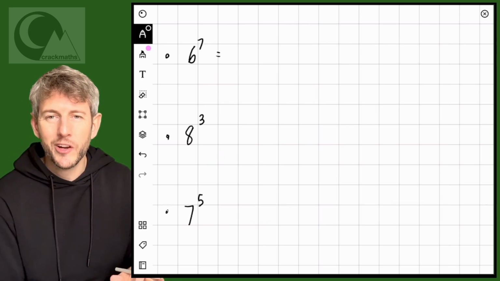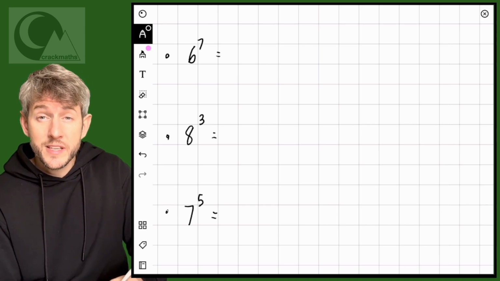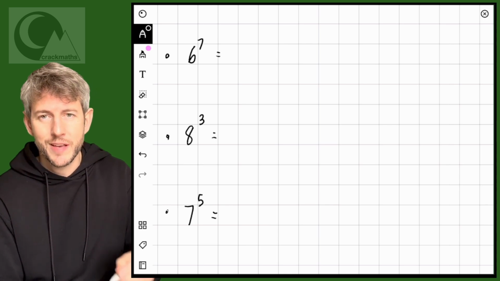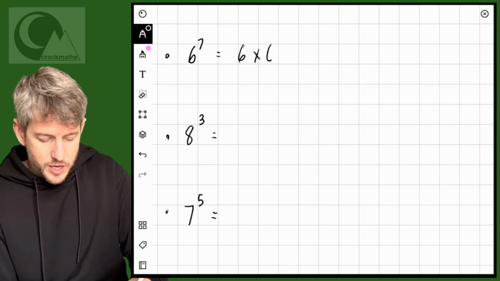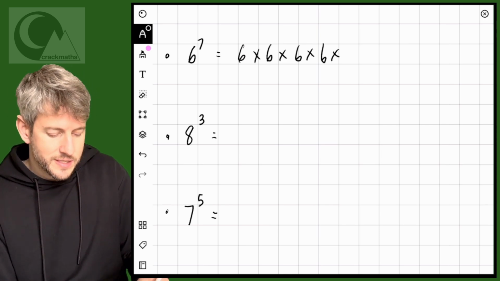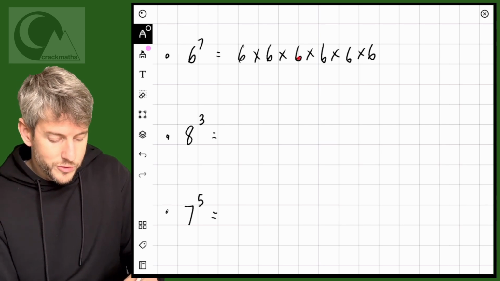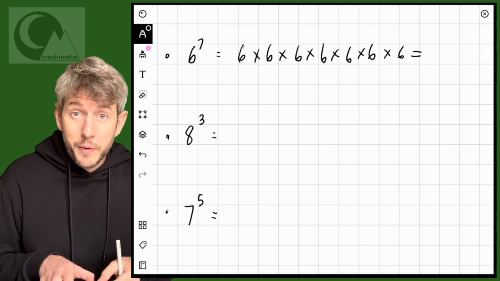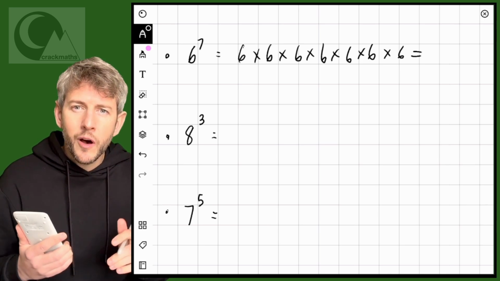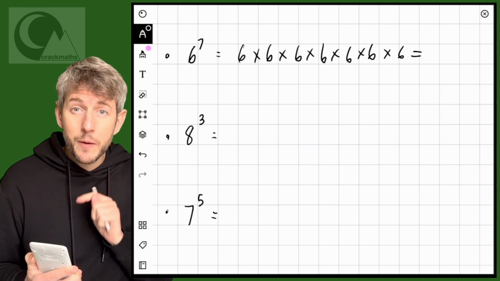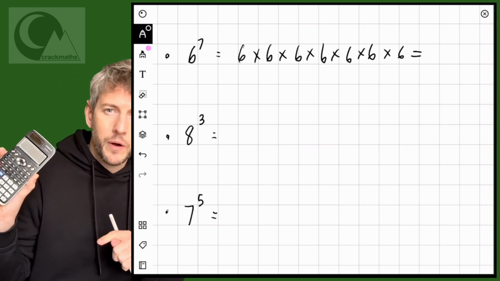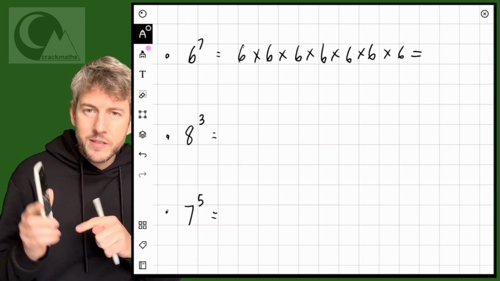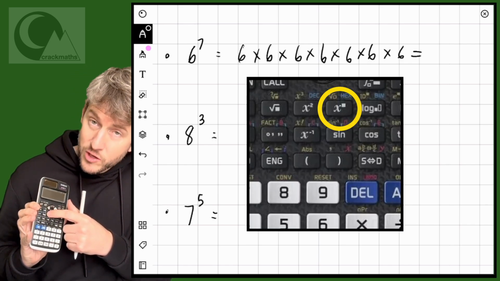Okay, so let's have a quick look at what these might be. So 6 to the power of 7 is going to be 6 multiplied by itself 7 times. So we could have 6 times 6 times 6 times 6 times 6 times 6 times 6, 1, 2, 3, 4, 5, 6, 7. Now, I'm going to do that on my calculator. I'm going to use a button to help me put the power up to the top. You'll see it on your calculator. It's a button with an X and a little square above it.